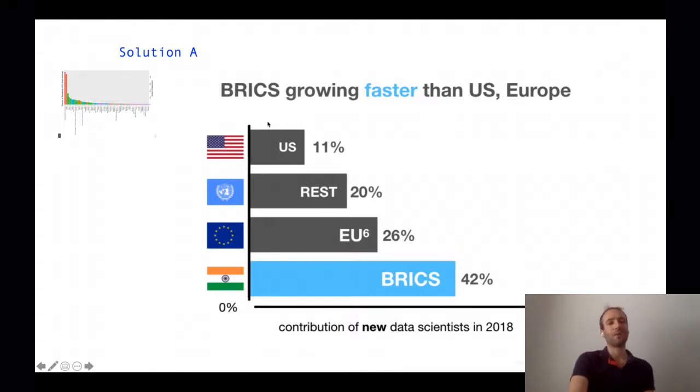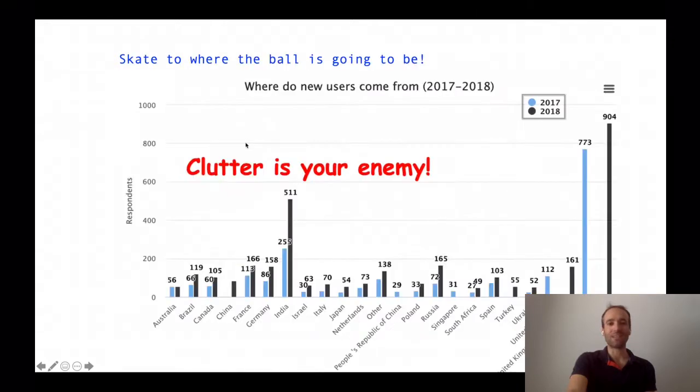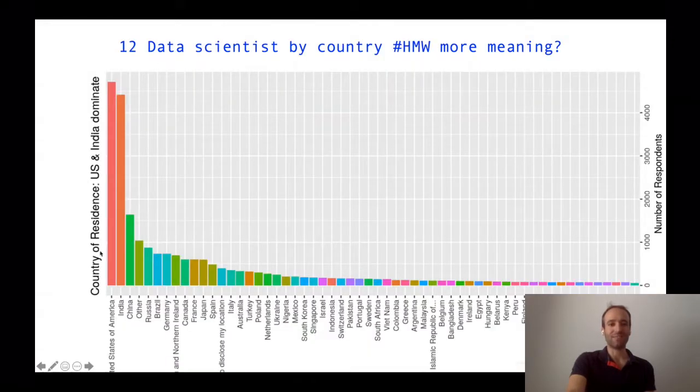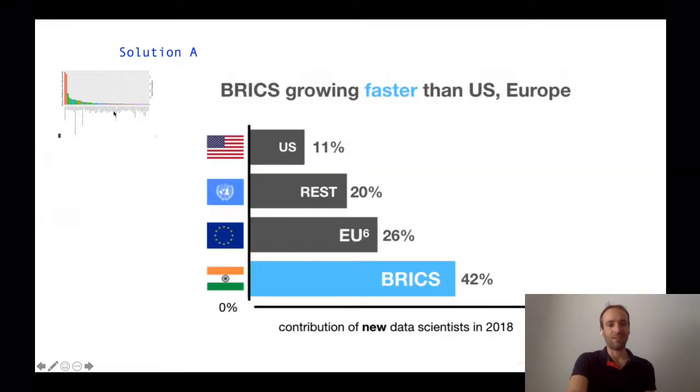So we now have the US as a block, the EU as a block, the rest of the nations as a block, and the BRIC countries, which is Brazil, Russia, India, and China, as a block. And then what we see if we look at growth, well, we see very interesting things. We see that the US is the largest home to data scientists today. Well, it will not be in the future. So that's super interesting now.